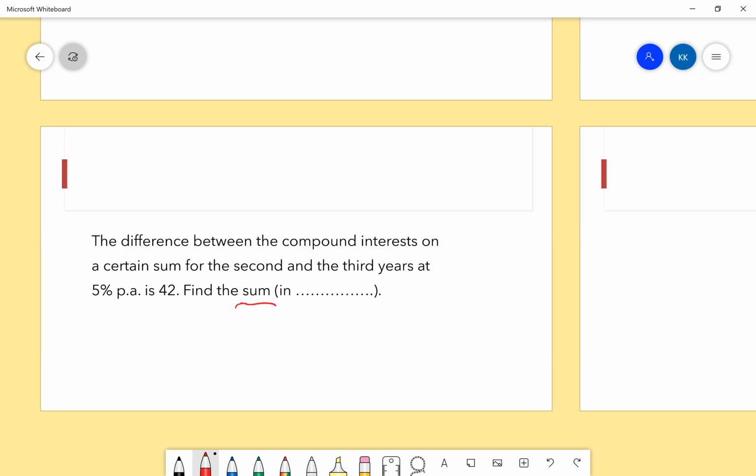And by sum here, I mean principal, not the amount, if anybody had any doubt.